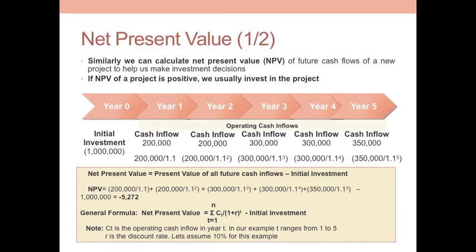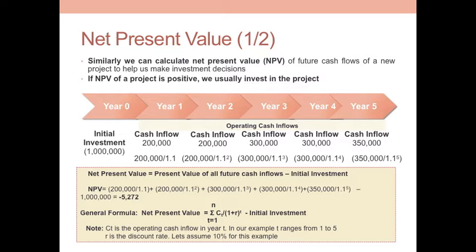This brings us to the concept of net present value, which is one of the most important tools used by finance professionals to make investment decisions. How do we decide to invest in a project? Well, we first determine how much is the initial investment needed to set up the project. Let's say it requires 1 million rupees. So that represents our outflow in year 0.